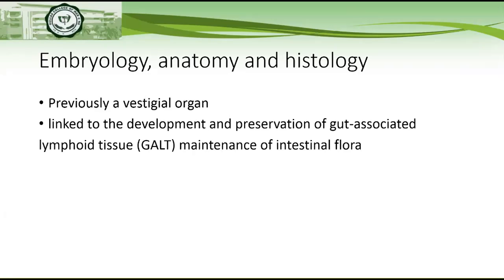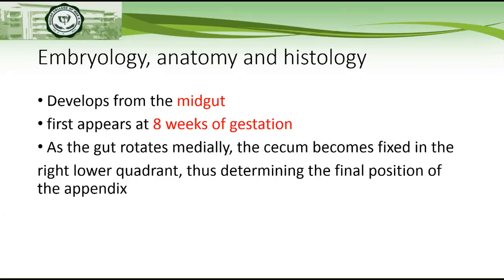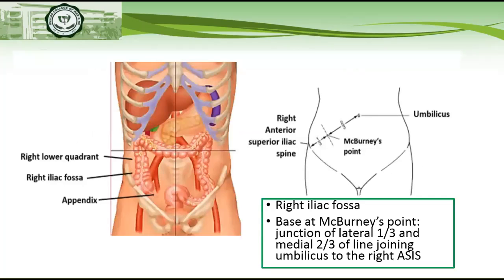It's previously a vestigial organ linked to the development and preservation of gut-associated lymphoid tissue in the maintenance of intestinal flora. It develops from the midgut and first appears at 8 weeks of gestation. As the gut rotates, the cecum becomes fixed in the right lower quadrant, thus determining the final position of the appendix. So you can see it's in the right iliac fossa. The base is at McBurney's point. It is the junction of the lateral 1/3 and medial 2/3 of a line joining the umbilicus to the right anterior superior iliac spine.